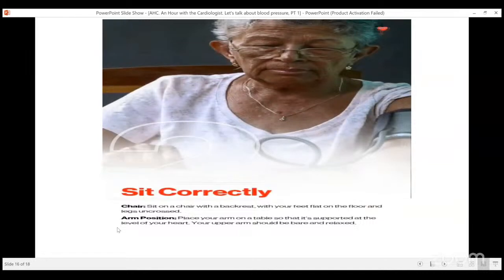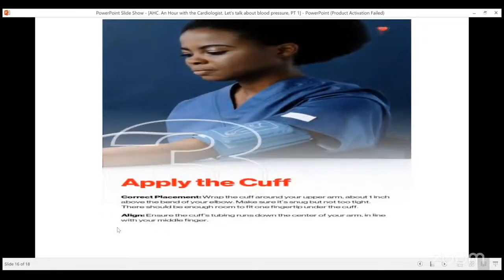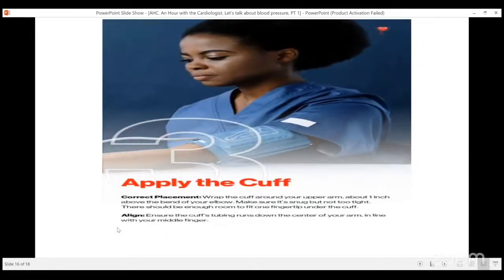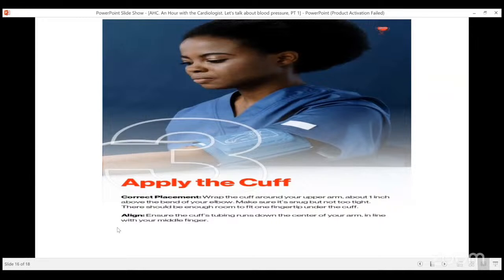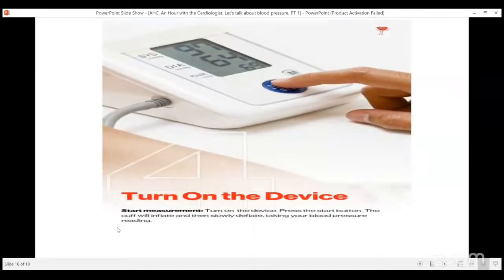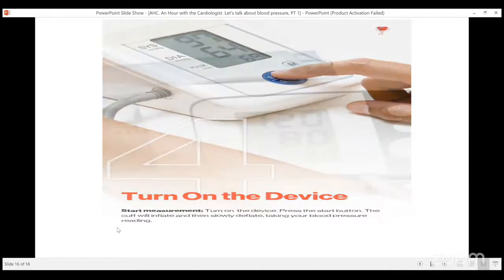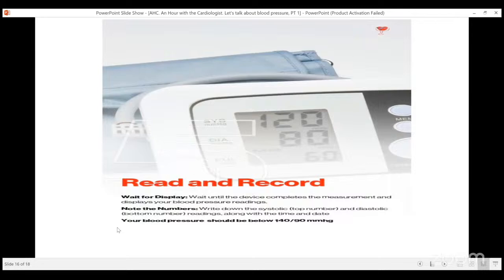So rest, relax, be seated, your chair well placed, your arms well positioned, correct placement of the cuff, very important. You turn on the device and you make sure that you are in a very, very quiet place. And then the numbers will be displayed.